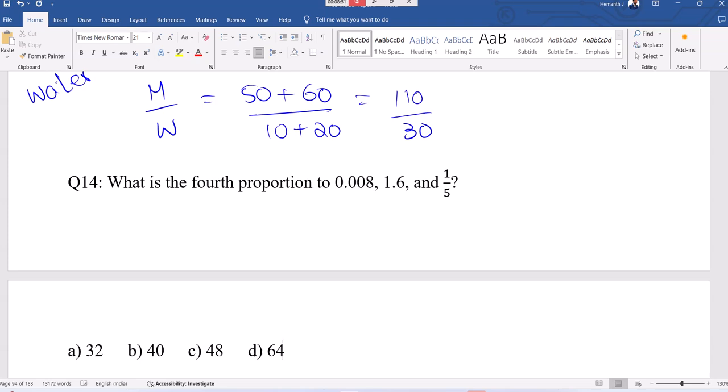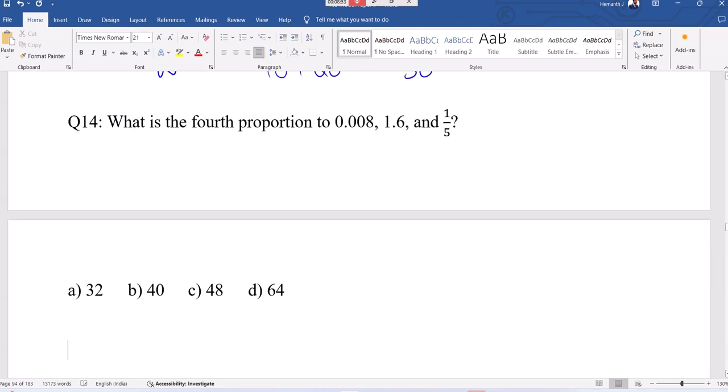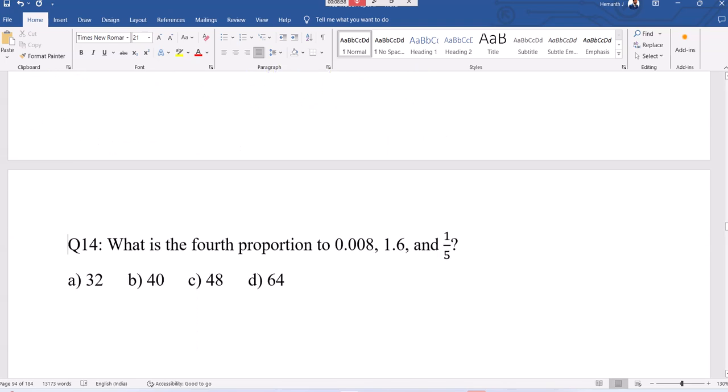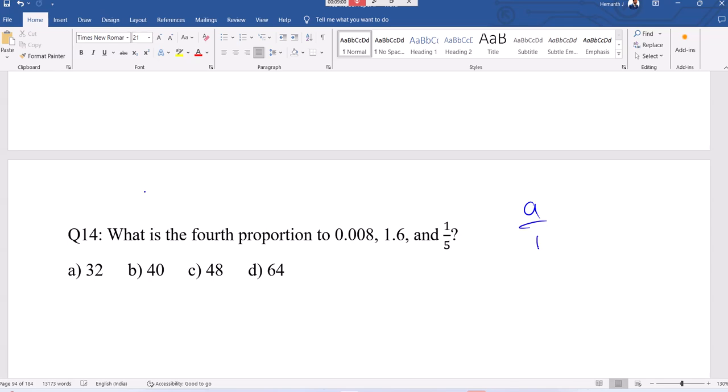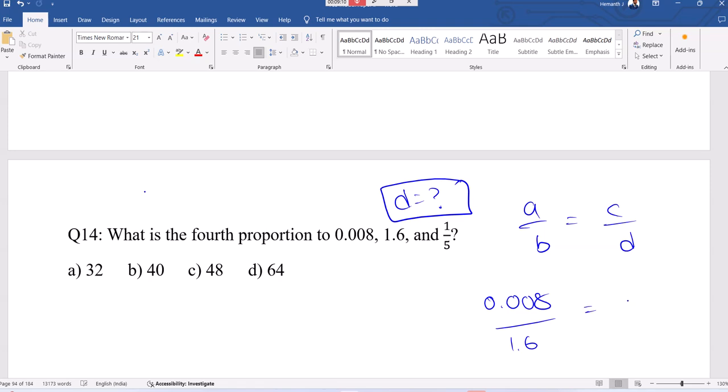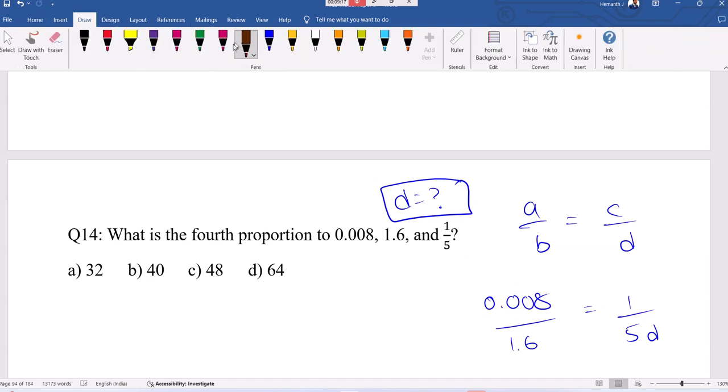So fourth proportion, I hope everybody knows: if A, B, C, D are in proportion, D is the fourth one, and A by B must be equal to C by D. Here D is the fourth proportion. A is 0.008, B is 1.6, C is 1 by 5.